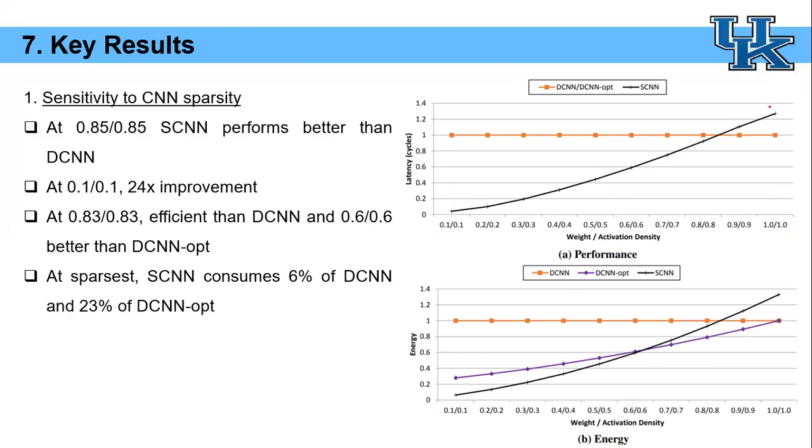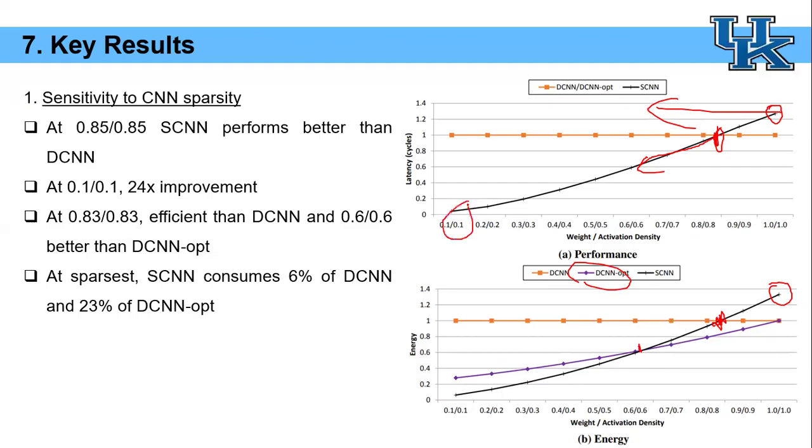So obviously for the low density, the SCNN works worse, right? Because it has some higher overhead of those accumulator banks, those crossbar circuits and stuff like that. But as sparsity increases, the latency reduces, and at some point, at 0.83, it starts performing better, and it starts being more energy efficient compared to DCNN, and compared to DCNN optimized, it starts at 0.6, right?